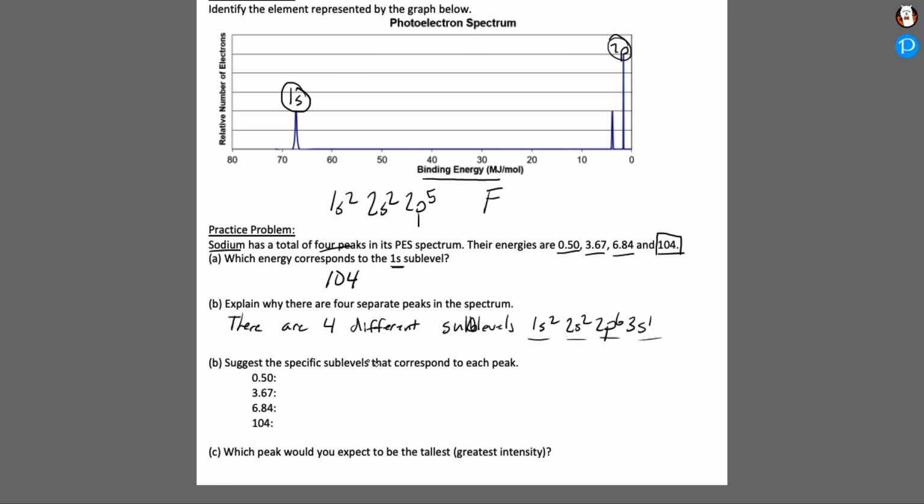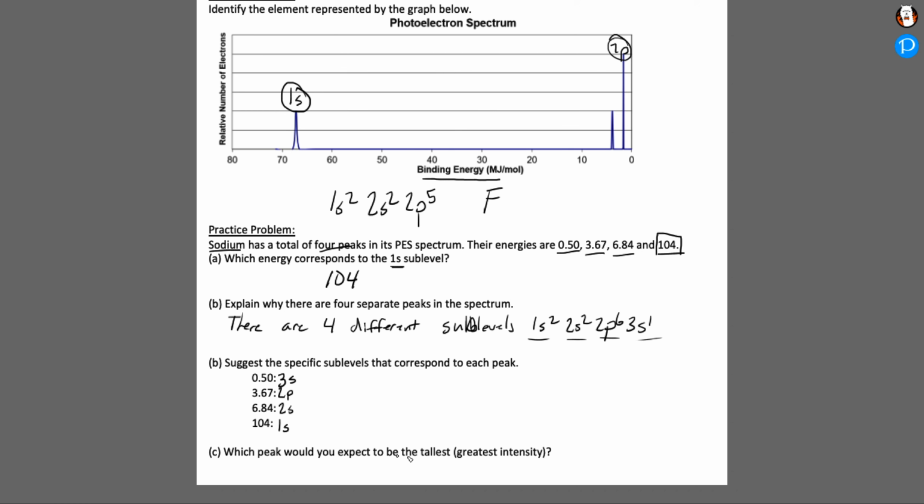Suggest the specific sublevels that correspond to each peak. We kind of already did that right here. We said that the 104, the one with the highest binding energy, would have to be the 1s. The next one in line would have to be the 2s, then the 2p, and then the 3s, which would be the farthest away, so it's the one with the least binding energy.